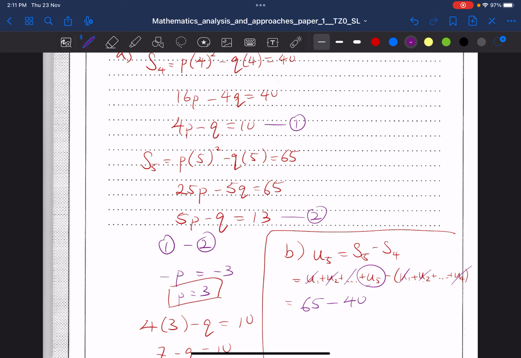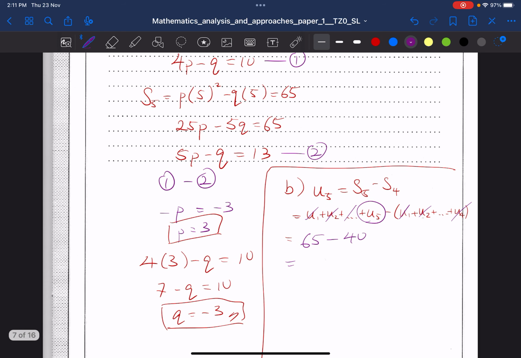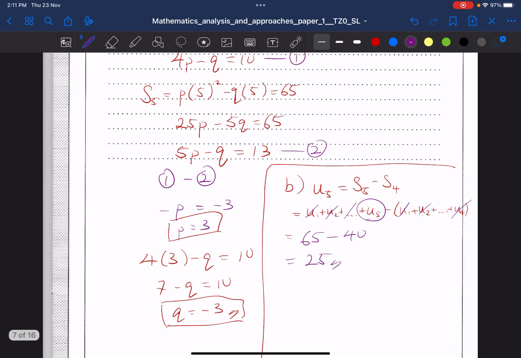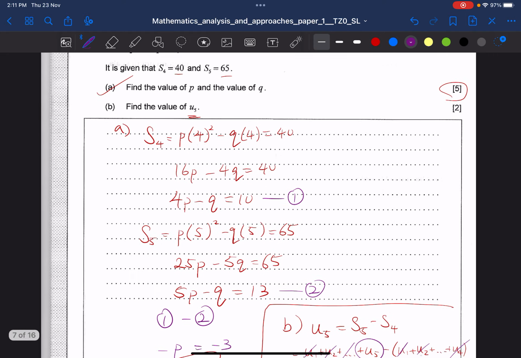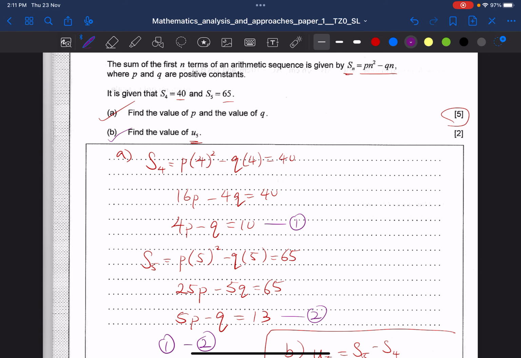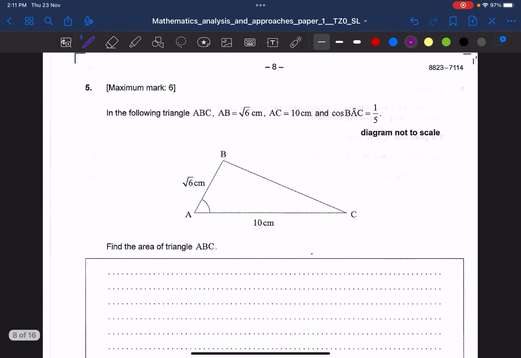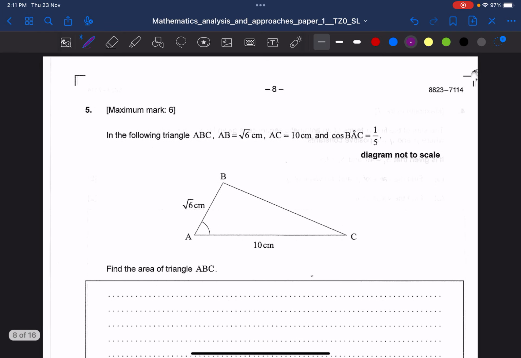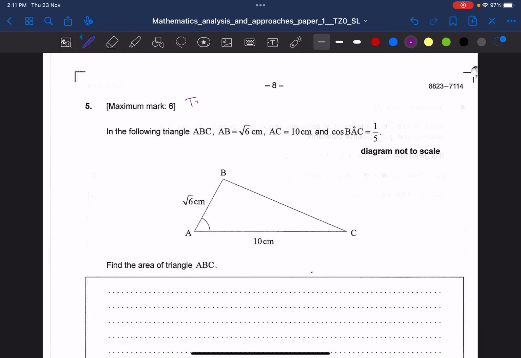14. So I think that's basically it, right? 25. Okay, 65 minus 40. Okay, I think that's basically it. Okay. Pretty straightforward in my opinion. Okay, so I think we have a topic 3 here. Geometry.